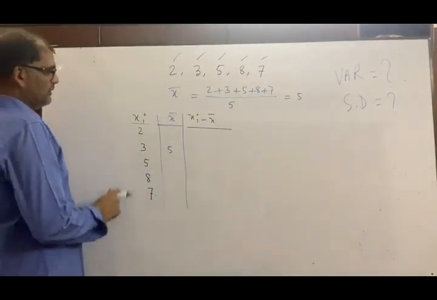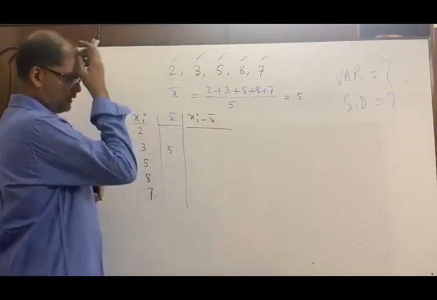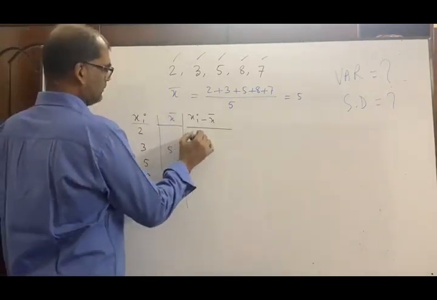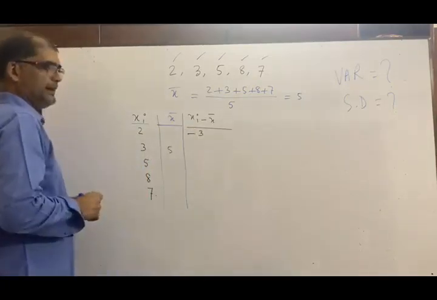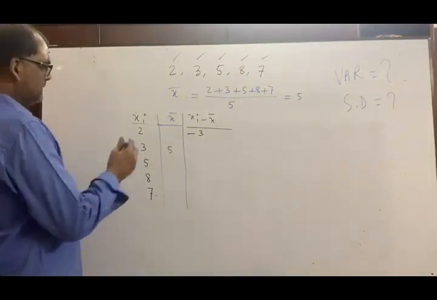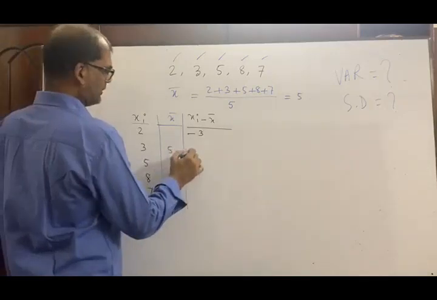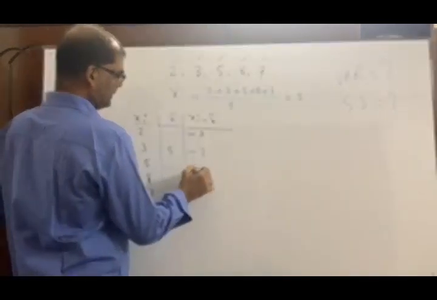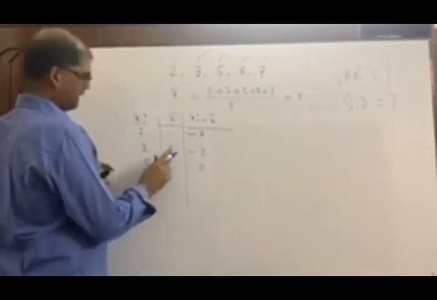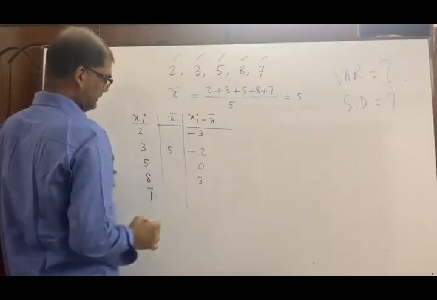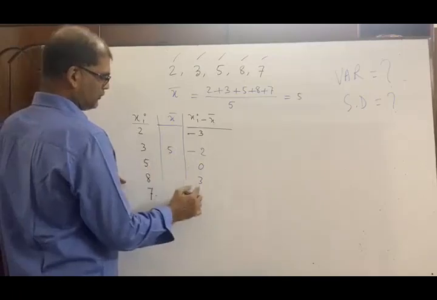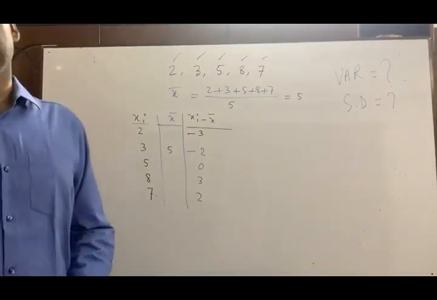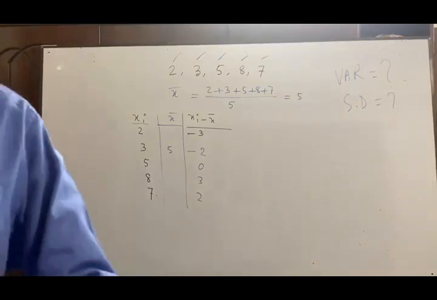That means 2 minus 5 equals to what? You see, 2 minus 5 equals to what? Minus 3. Okay, minus 3. Then 3 minus 5 equals to what? Minus 2. 5 minus 5 equals to what? 0. 8 minus 5 equals to what? 3. 7 minus 5 equals to what? 2. We have got xi minus x bar. Xi minus x bar has been found.